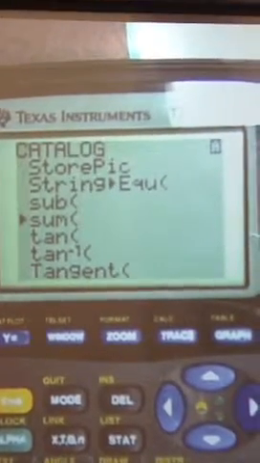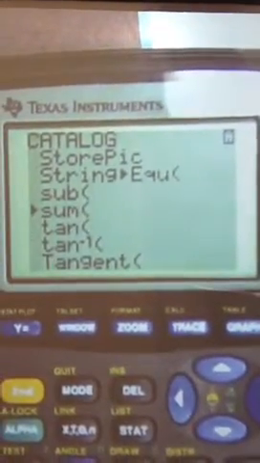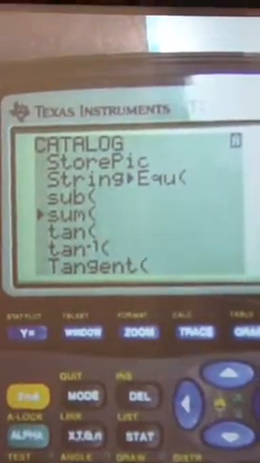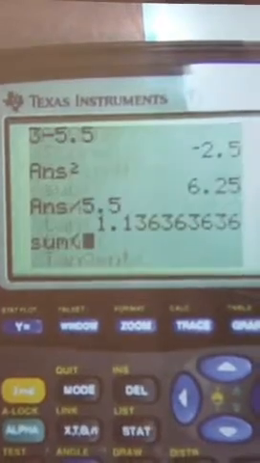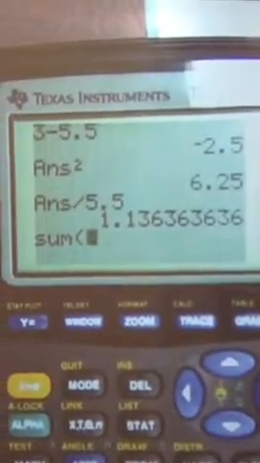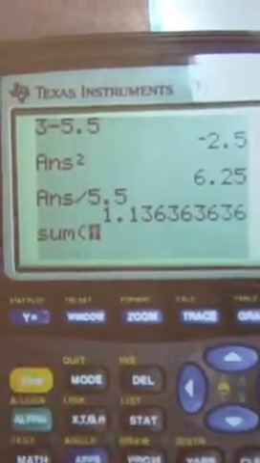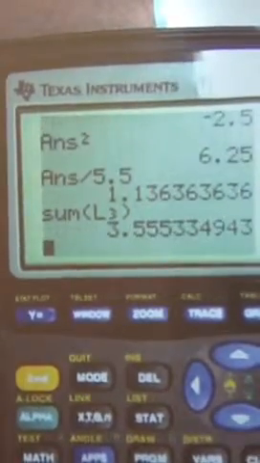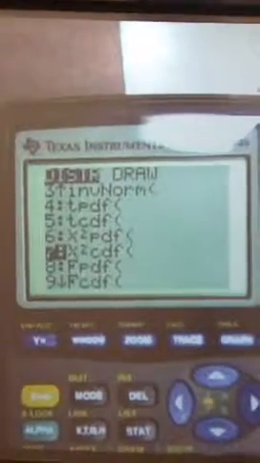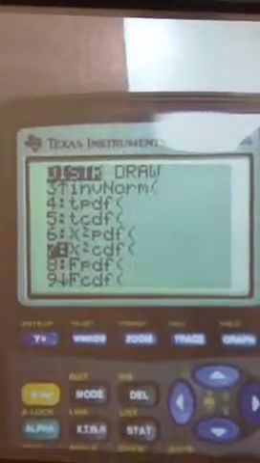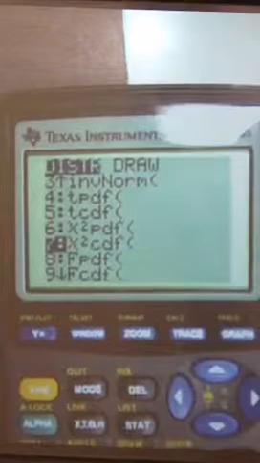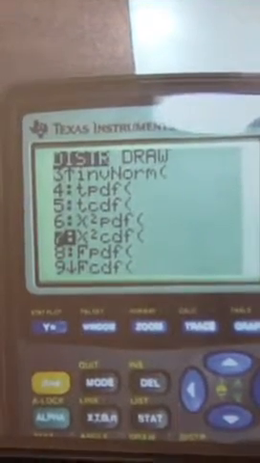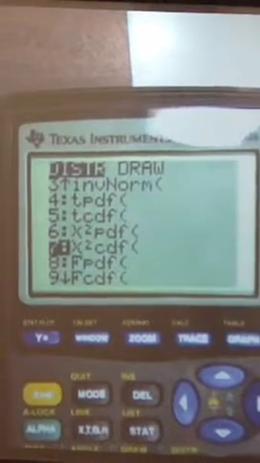Then find sum in your catalog, which is found by second 0. Push enter when you highlight sum. Then push second, number 3, and hit enter. Then you go to second distribution and go down to chi-squared CDF. Once number 7 in this case is highlighted, push enter.